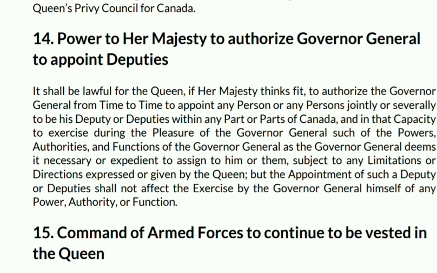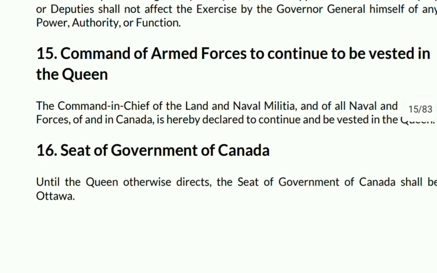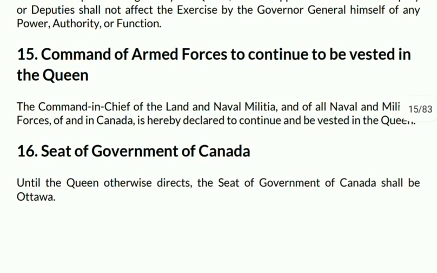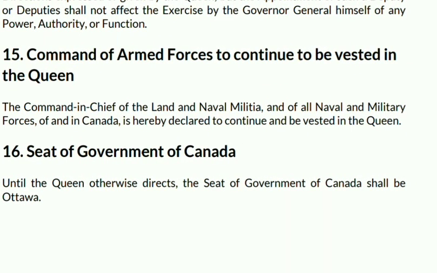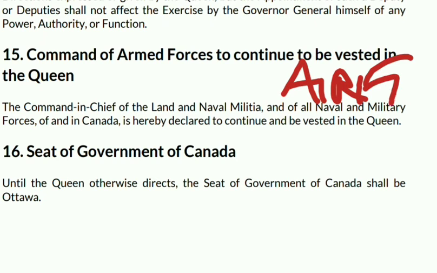Next, here is Article 15, Command. Designation of Commander-in-Chief. Command of armed forces to continue to be vested in the Queen. So the Command-in-Chief of the land and naval militia, and of all naval and military forces of and in Canada is hereby declared to continue to be vested in the Queen. So two types of military mentioned, land and naval, but air is not mentioned. Air Force not mentioned. So the head of the military, the Commander-in-Chief, is the Queen.